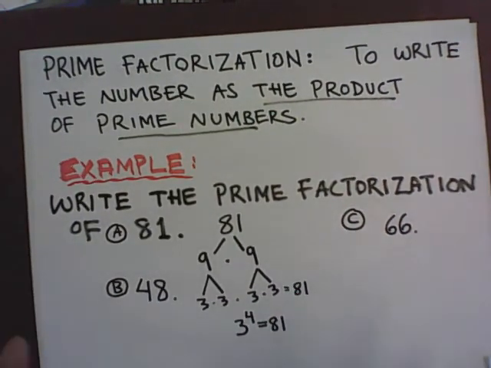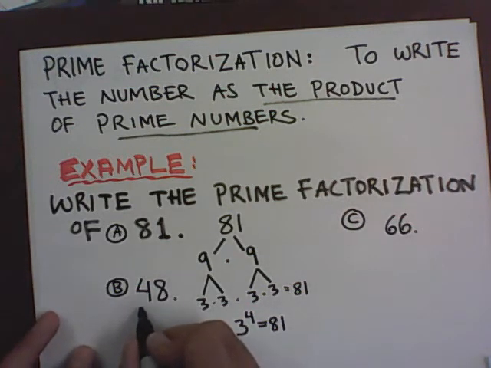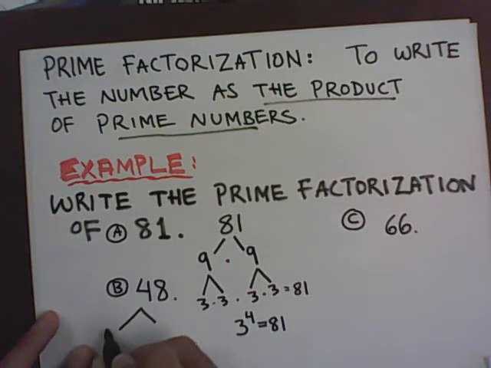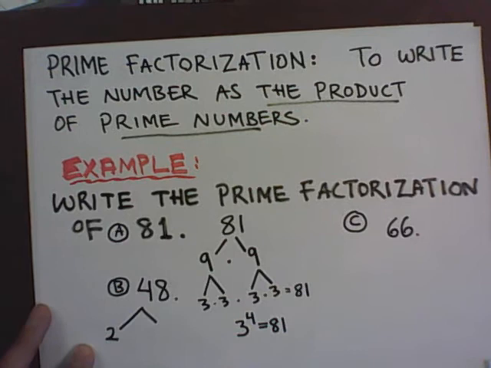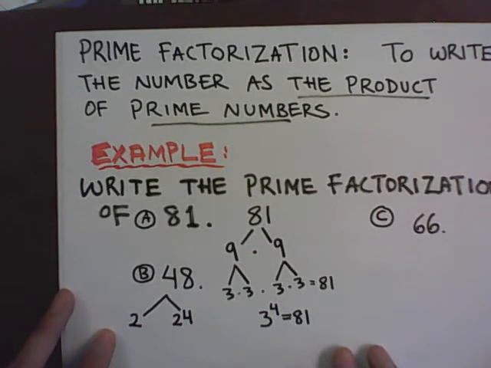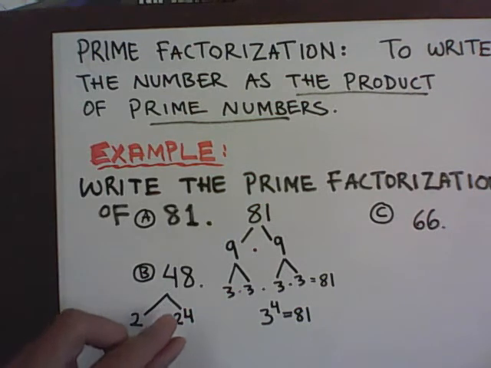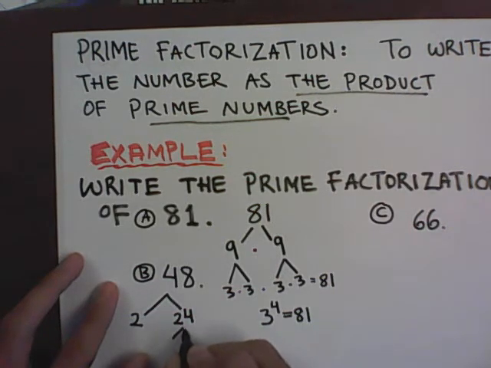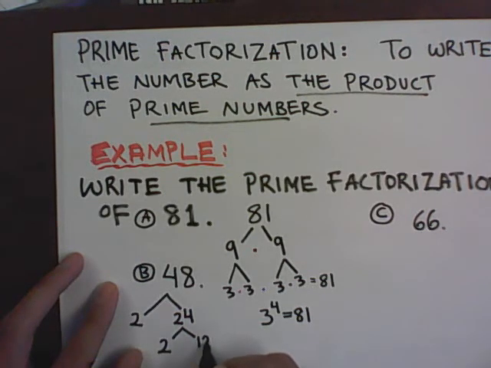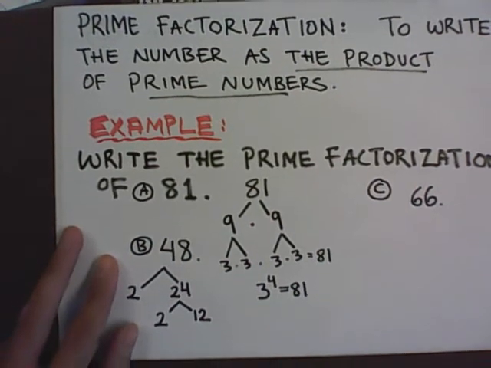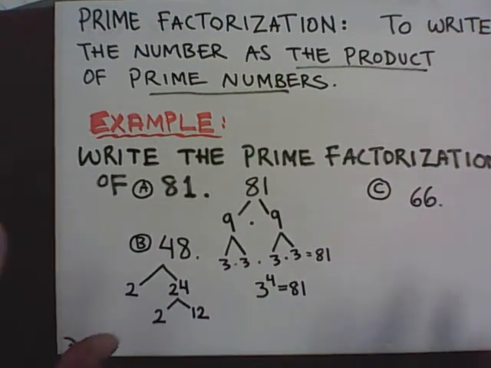This is 48. So think of a number that goes into 48. So we say, okay, 2 goes into 48. And 2 goes into 48 how many times? 24 times. Alright. So now we'll branch off, not the 2, because 2 is prime, so it's okay. This one, the composite number. So 2 also goes into 24. So we write 2, and then we write 12. Okay? Alright. 2 is the prime, 12 is the composite.